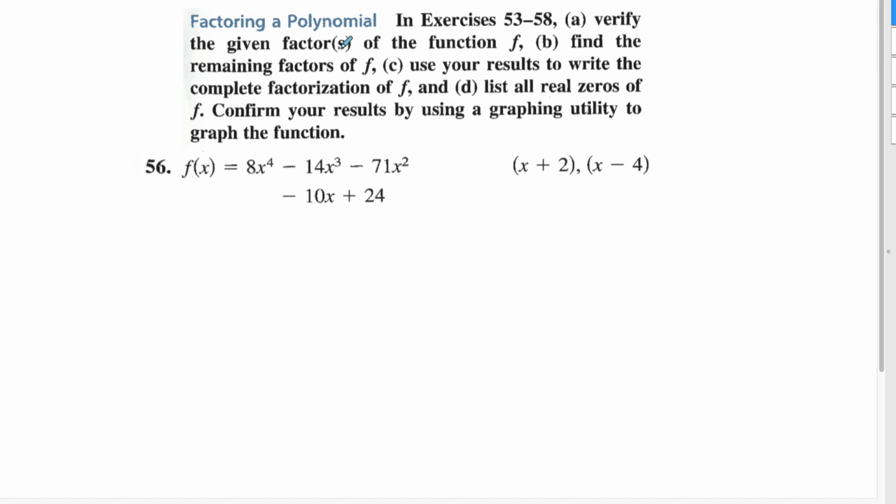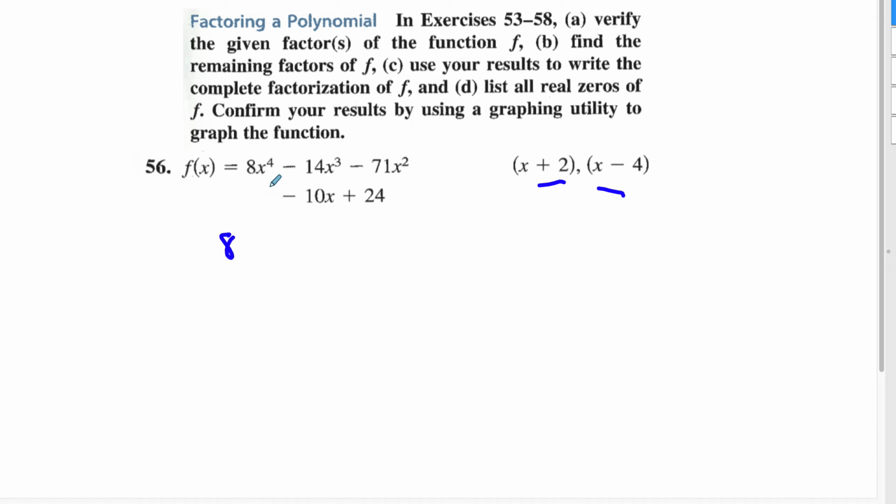All right, so now A, verify the given factors. So verify that these are actually factors, meaning show that the remainder is 0. By the way, as we do this, we're going to change this first into a cubic and a quadratic. And then once we get the quadratic, we're going to be able to factor that or use the quadratic formula to find all the real zeros, that is real number zeros. So let's see how this goes.